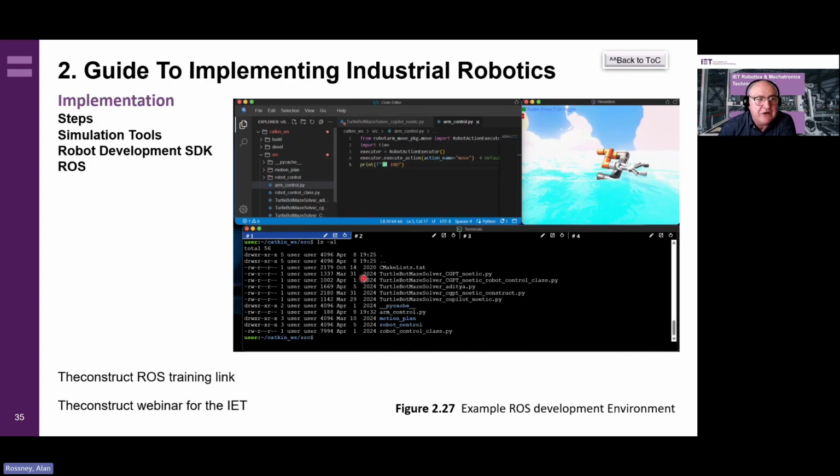If you look really closely here, you'll see my attempts to get ChatGPT and Copilot to get a TurtleBot to solve a maze in the Construct environment. So again, a very useful tool.